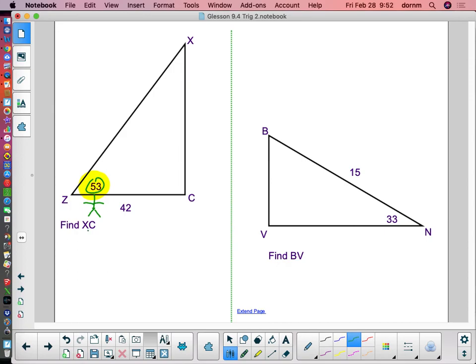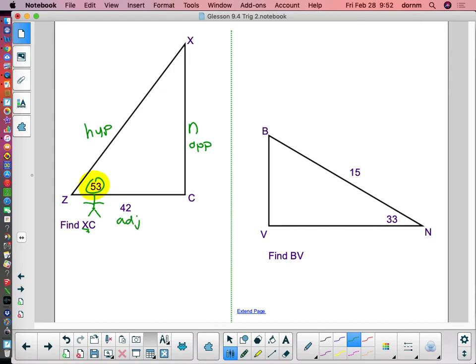I want to find xc. So I want to find that, now x is a variable, so I'm going to call it n, so I don't get confused with the x as a point. If x is a point, don't use x as a variable, use a different one. Okay? So if this is my perspective, what side is the n? That's the opposite side. The hypotenuse is right here, and this is the adjacent.